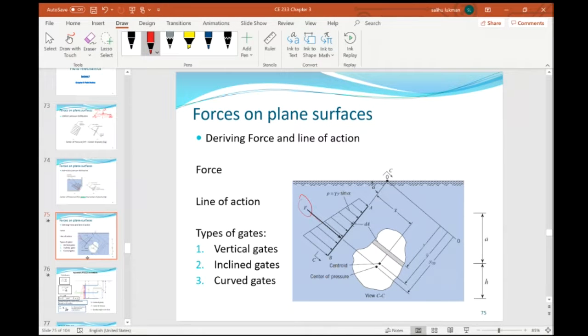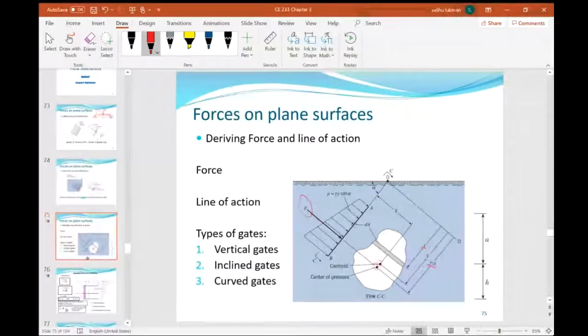And this is the centroid of the body, and this is the center of pressure, which we denote by CP. Here we are considering an element, and we want to analyze the pressure force acting on the body. If you look at the element, the pressure is gamma y sine alpha, because it is inclined. See the angle of inclination alpha. Gamma y sine alpha.